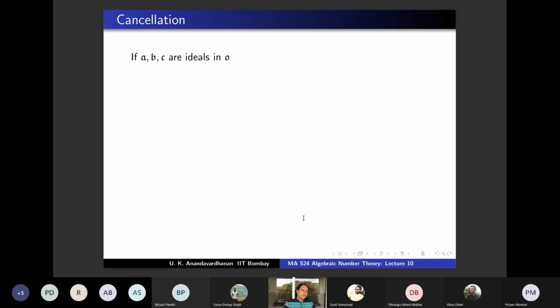And there are many nice consequences. For example, you have cancellation. If A, B, C are ideals in O such that AB equals AC, then what should be the result? What is the meaning of cancellation?